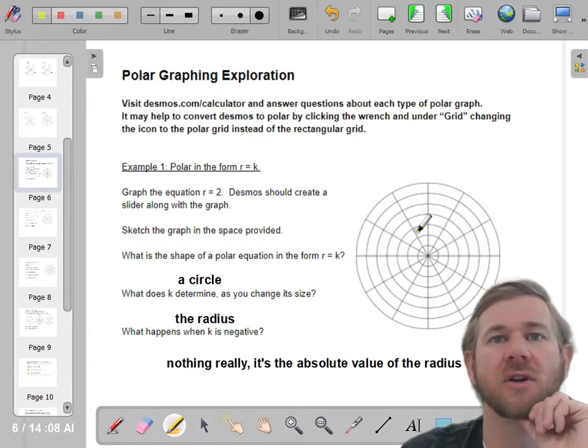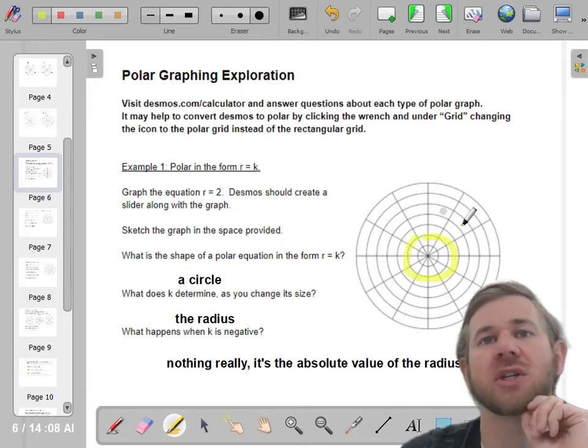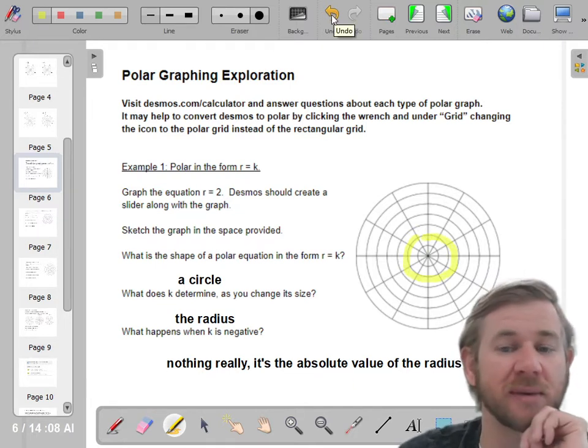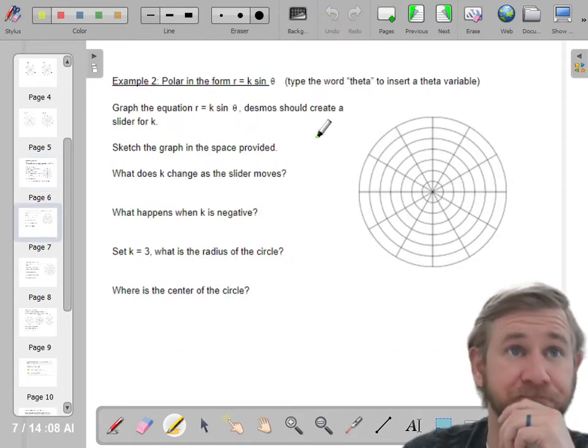You just get a circle. It's r equals 2. We're on the second ring. It would look like that-ish. Hard to draw with the mouse, especially on my thing. All right, let's try the next one.